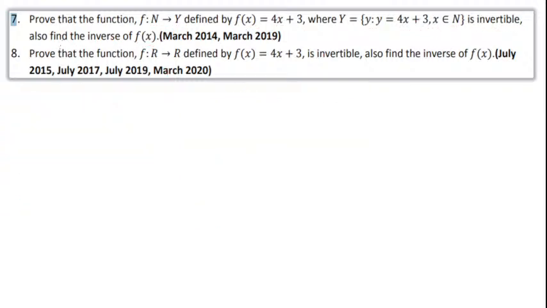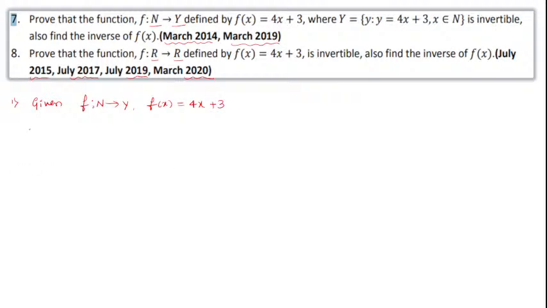So let's look at the first question here. This question was asked in March 2014, March 2019, and also the same question was asked in 2015, 2017, 19 and 2020, but the only changes they have made are to the domain and codomain part. Okay, look, I am solving the first question here. First step, you need to write your given function. Given that your function f is defined from the set of natural numbers to set Y. So what is given there? f of x is equal to 4x plus 3, right?